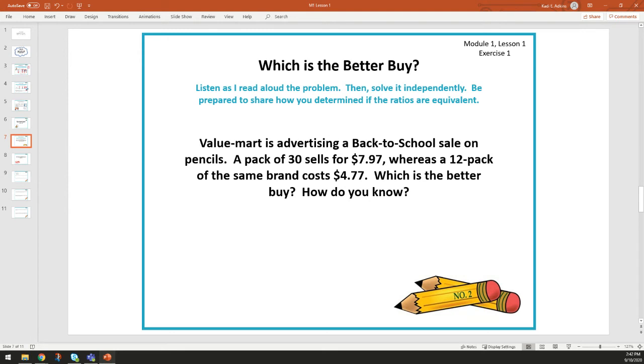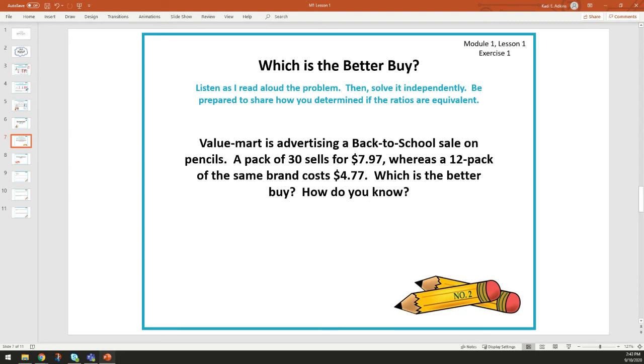On our next slide, we have which is the better buy? This is exercise number 1 in your book on page S.2. Value Mart is advertising a back-to-school sale on pencils. There's a pack of pencils which sells for $7.97, whereas a 12-pack of the exact same brand costs $4.77. Which is the better buy, and how do you know?